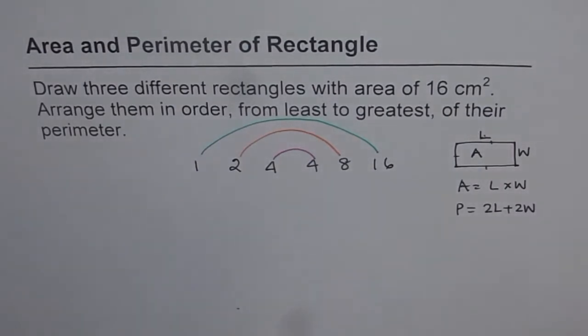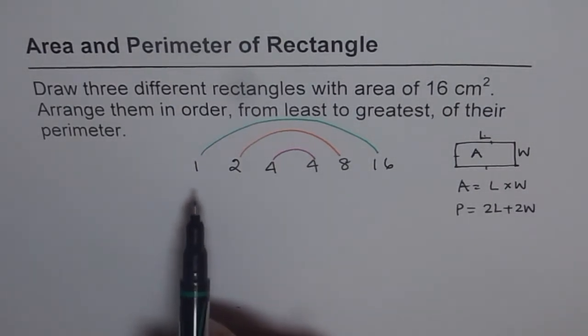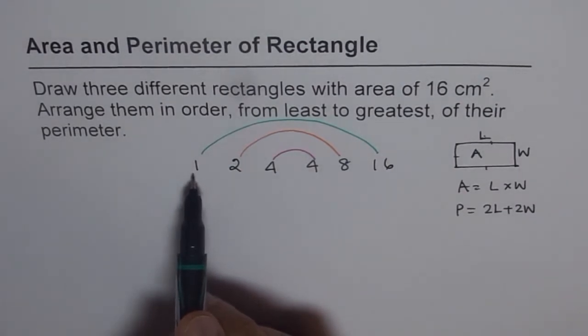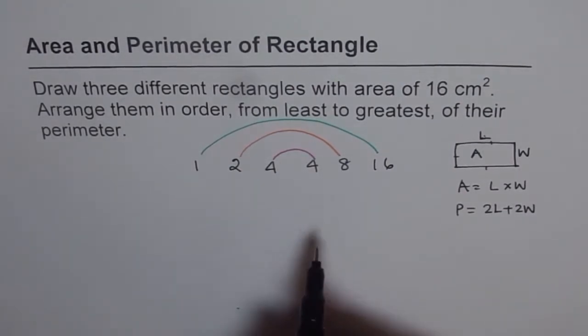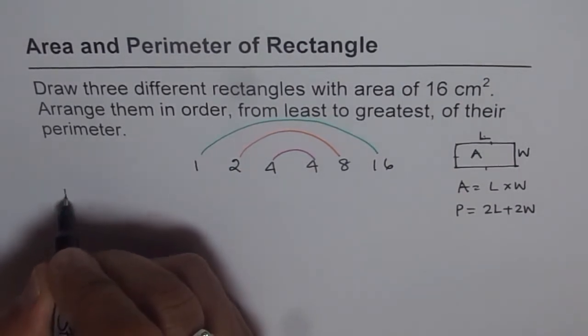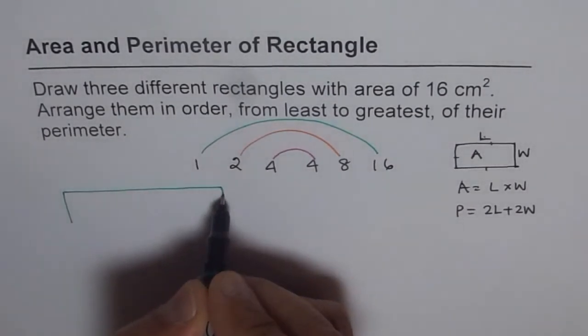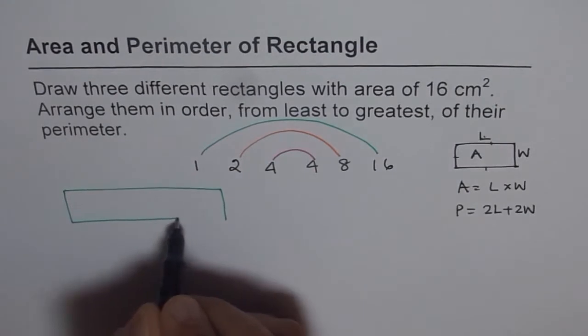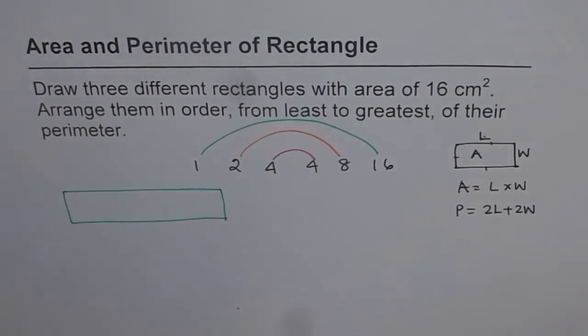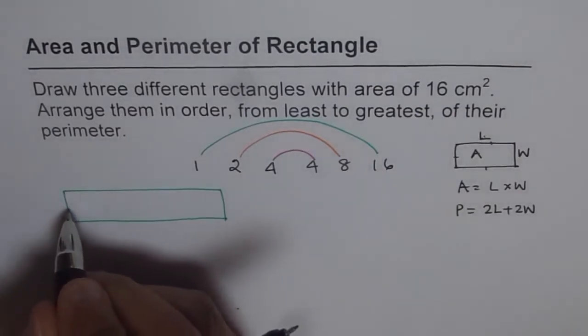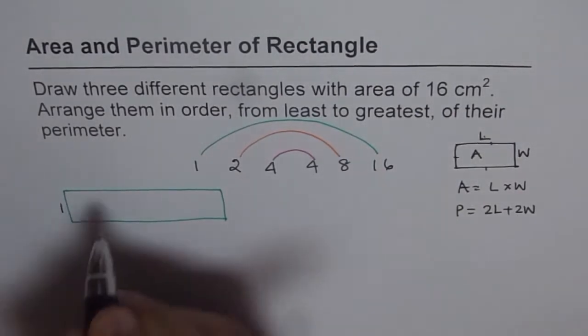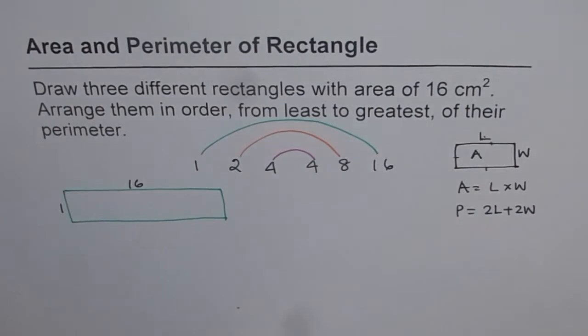That means I can draw a rectangle whose width is 1 and length is 16. So let me say this is my rectangle with 1 and 16, right? So 16 is much longer. I'm making approximate drawings, right? So this is 1 and 16. Let me write dimensions here. So I got 1 as the width and 16 as the length. So I got the first rectangle.